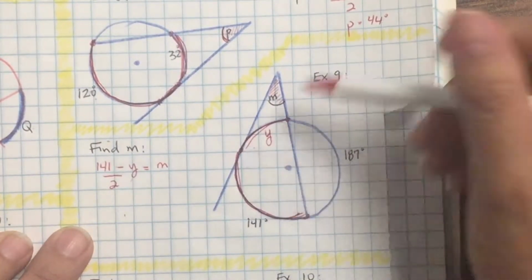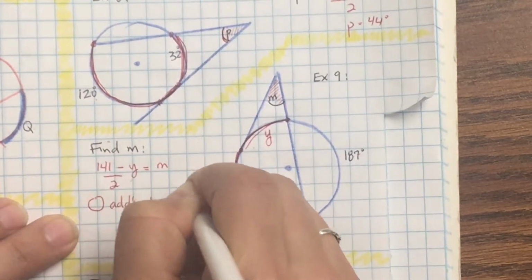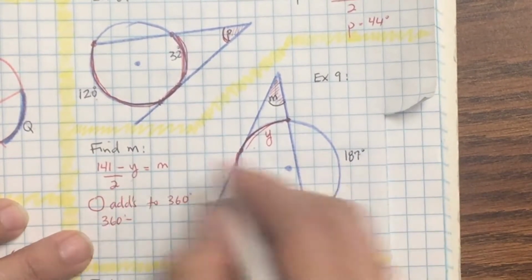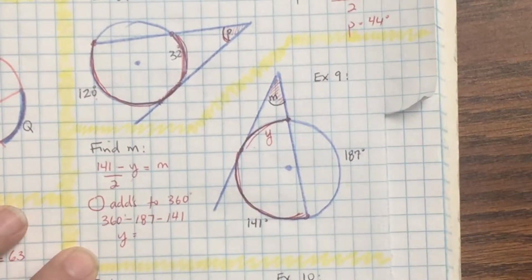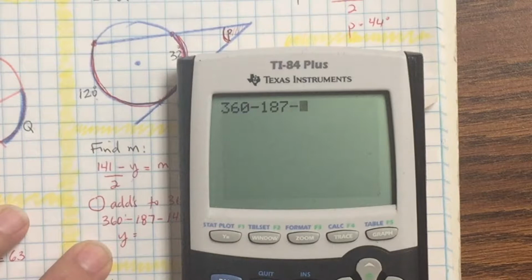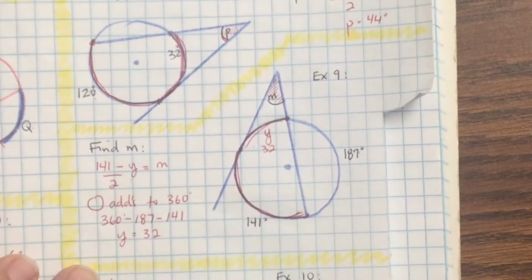So what do I know? Well, this is a full circle, and we know all circles add up to what? 360 degrees. So I'm going to use the information given to find Y. So 360 minus 187 minus 141 is going to give me the missing part which I'm looking for, Y, which is 32. So that little section that I didn't know is now 32.